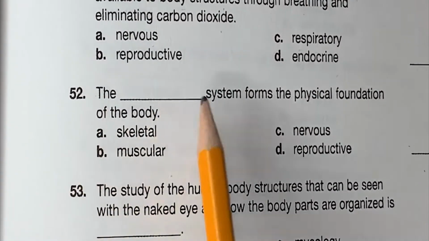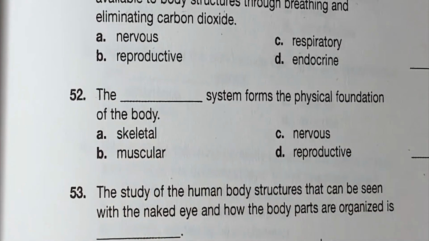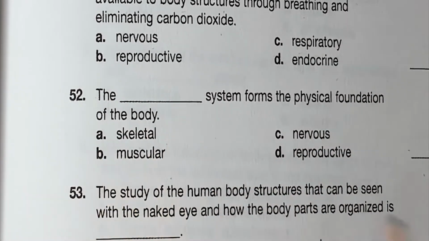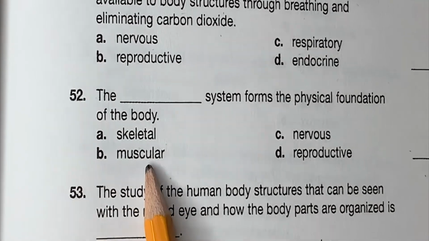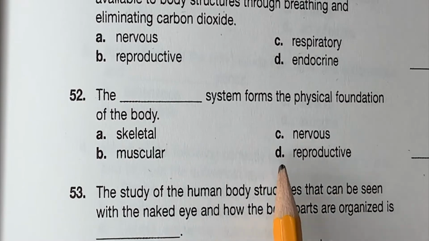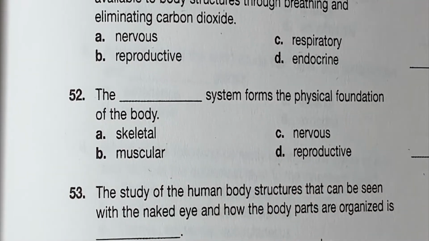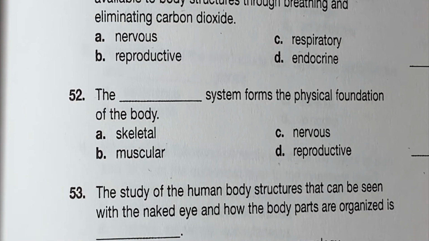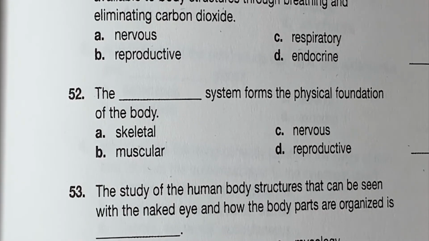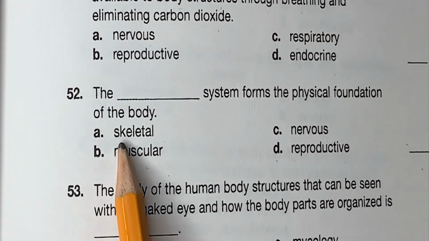52. The blank system forms the physical foundation of the body. Is it A, the skeleton, B, muscular, C, nervous, or D, reproductive? And your correct answer is A, skeletal.